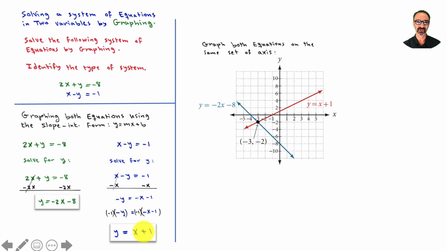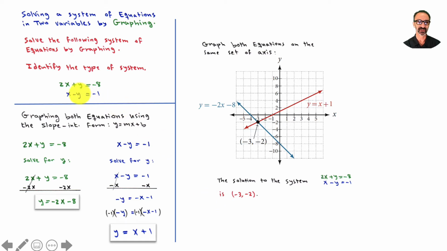This one here starts at 1, right there, halfway between 0 and 2, and has a slope of 1. This is a slope of 1 because of the scale. From 1 to 2, that's 1 rising, and running 1 as you could see from here. Extend the line, and they meet at negative 3, negative 2. So the solution to the system is negative 3 and negative 2.